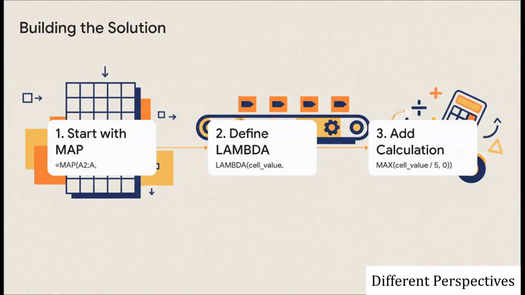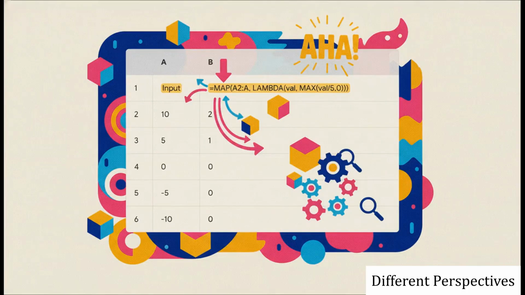And finally, step 3, we just write our original formula, but instead of referencing the whole range, we use our handy cell value placeholder. And would you look at that? It works. A single formula sitting in just one cell is now dynamically calculating the correct result for the entire column. It completely solved our aggregation problem because map makes sure that the max function only ever sees one value at a time.